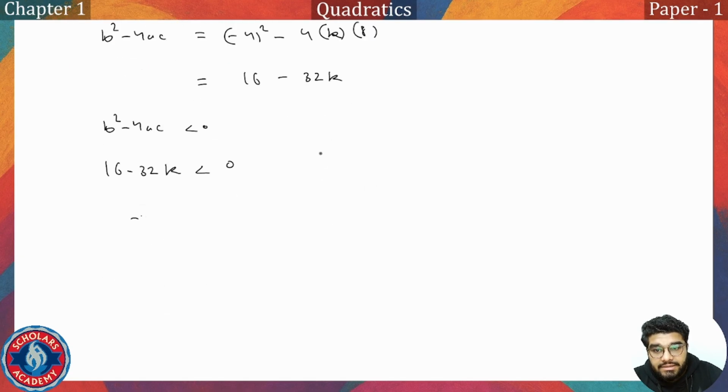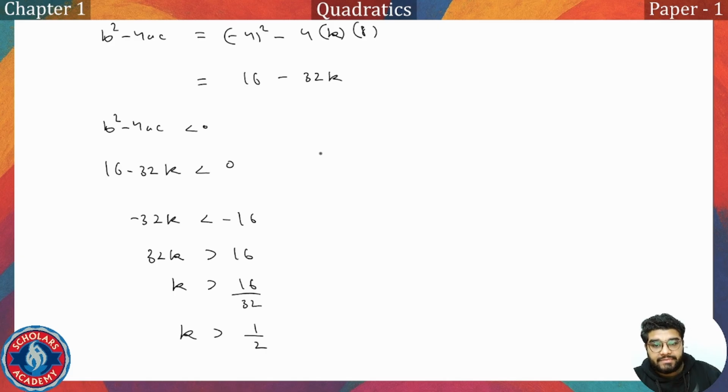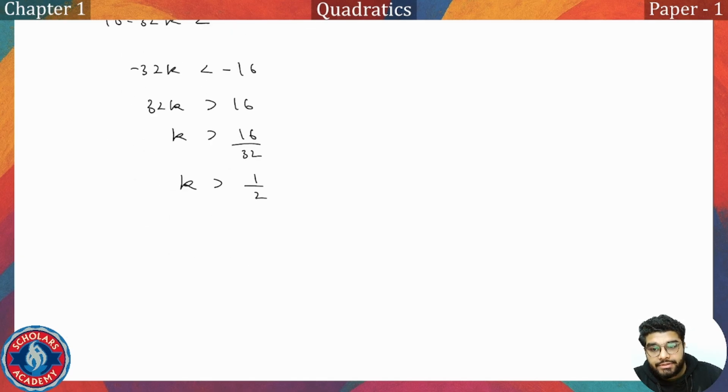And we get negative 32k is less than negative 16. Multiplying both sides with negative, we get 32k should be greater than 16. K is greater than 16 by 32. So if we divide it by 16, we get k is greater than 1 by 2. So we get k is greater than half. I hope it is clear. Let's move forward.